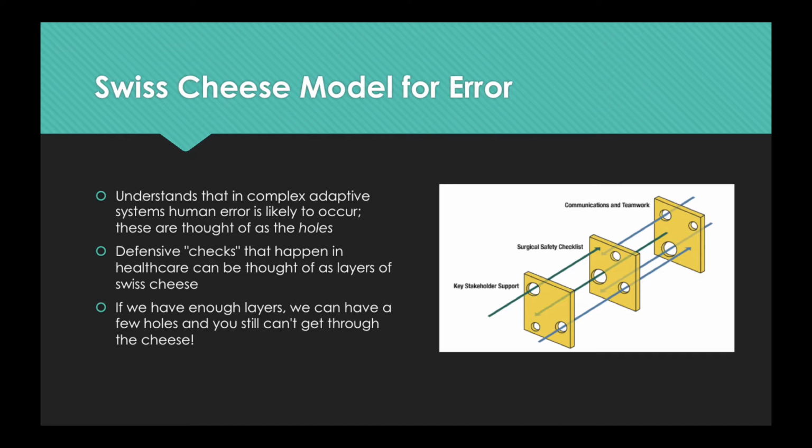We can think of the holes as errors and the slices of cheese as the different defensive layers, or the checks. Although each defensive layer is not completely infallible to human error, if we layer enough on top of each other, then we can still make the cheese impermeable. This is an effective way to think about preoperative checklists, and although they may seem redundant, layer after layer of cheese, it'll actually help to realize that they'll prevent inevitable human error that can occur.